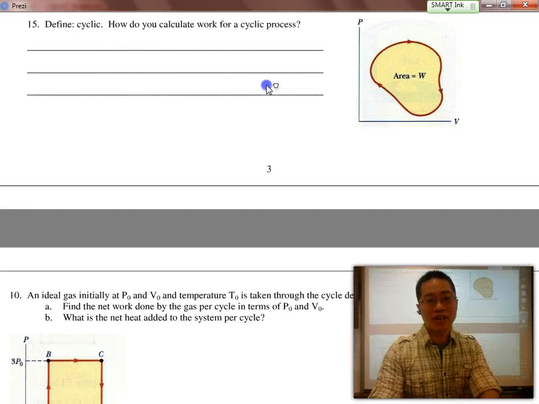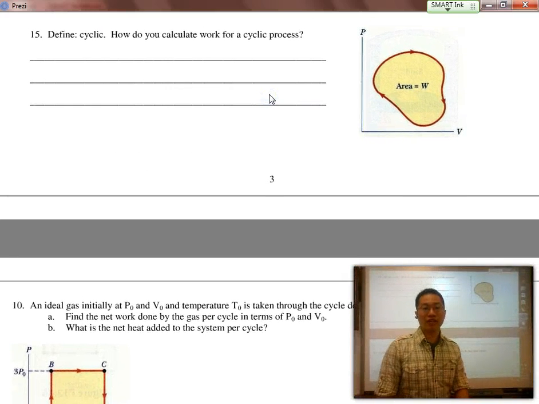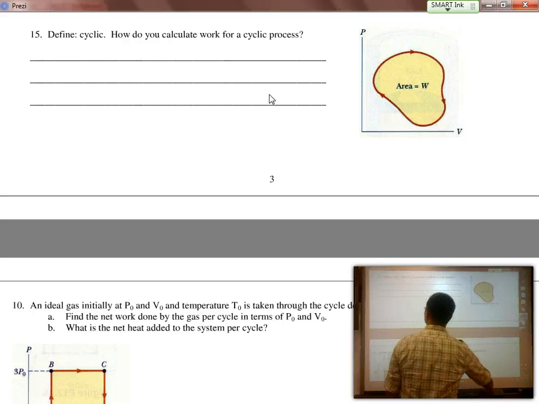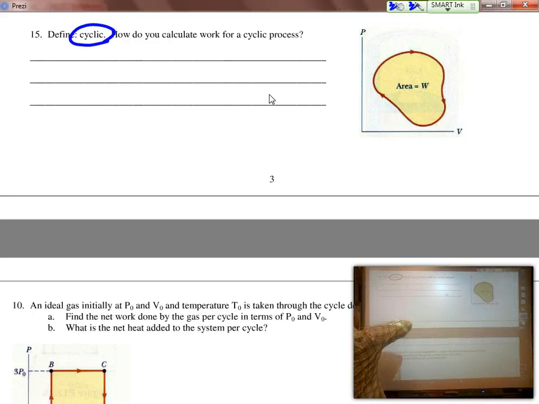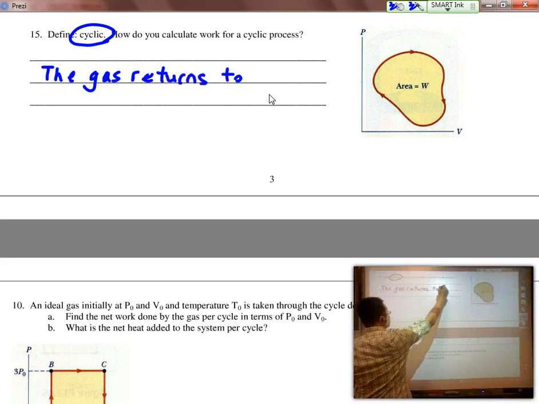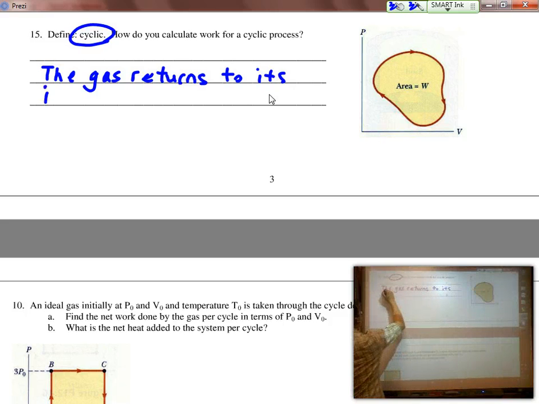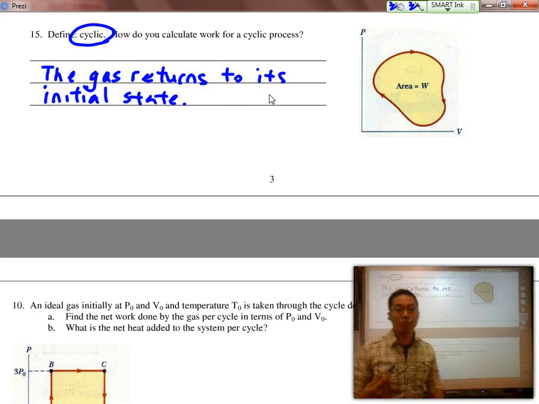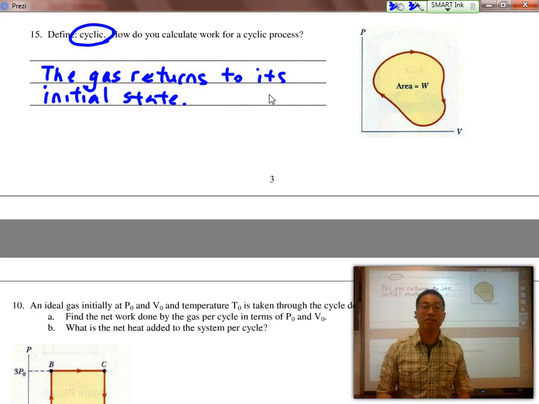The last scenario we're going to talk about is something called a cyclic reaction, and it's probably what we're going to see the most often. A cyclic reaction simply means that the gas returns to its initial state. Same initial pressure, same initial volume, same initial temperature.